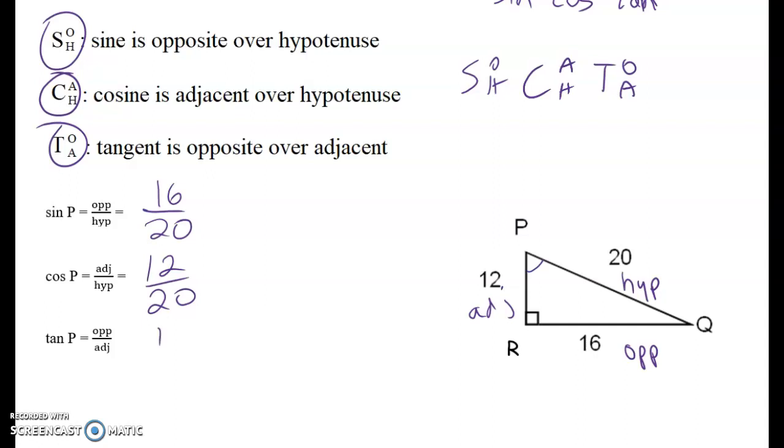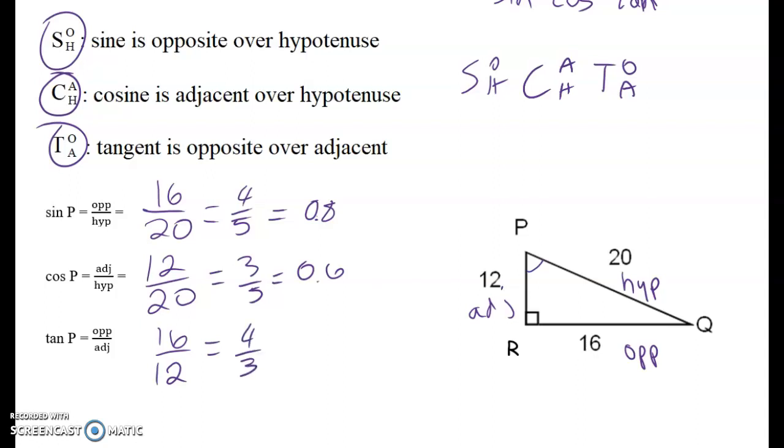So that would be 16 divided by 12. Okay? Now you can actually simplify these ratios. 16 over 20 simplifies to 4 over 5. You can put it as a decimal, 0.8. 12 over 20 is 3 over 5, or as a decimal, it's 0.6. And 16 over 12 becomes 4 over 3. As a decimal, that becomes 1.3 repeating.